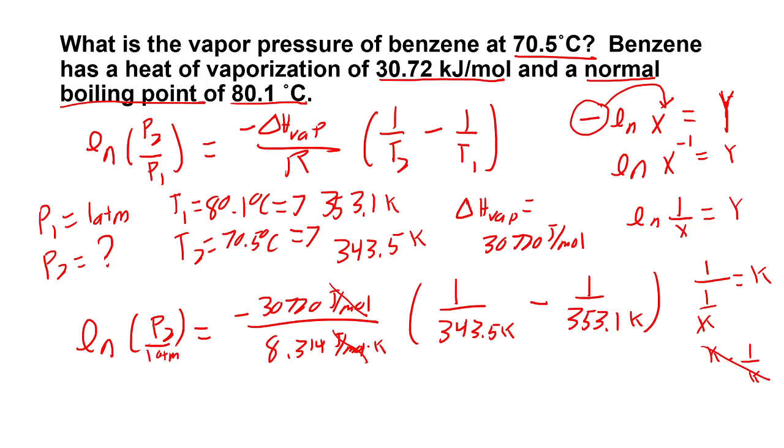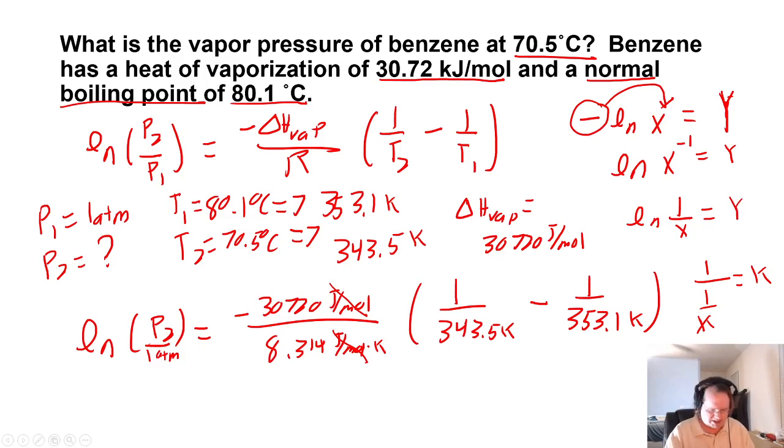Now, I got a bunch of things, and I'm going to come back because I don't have to have that part blocked right now. There we go. So now I've got a bunch of things to put in my calculator. So we've got 30,720. Well, it's negative. Don't forget your negative sign.